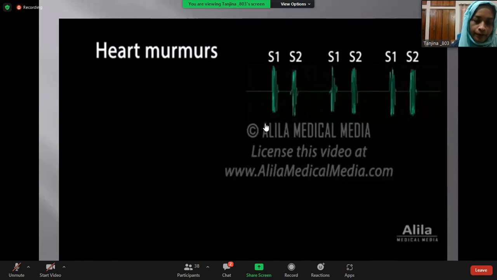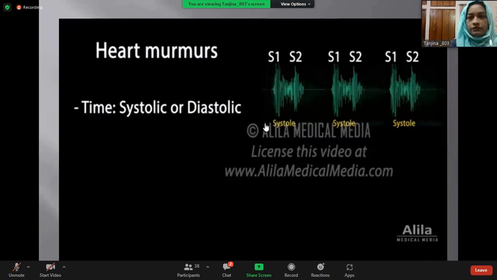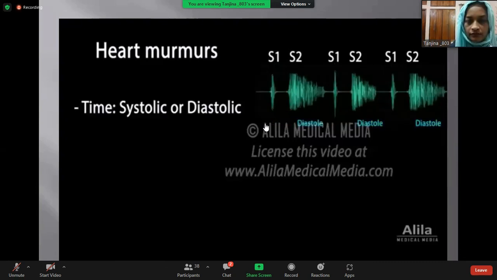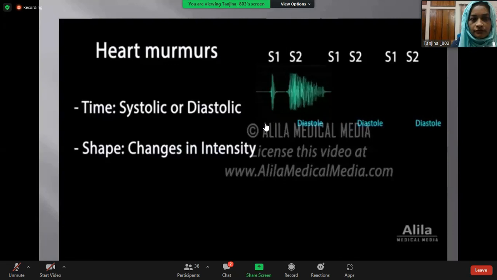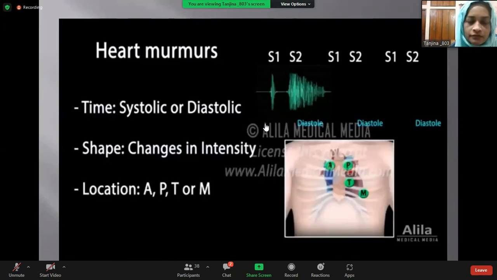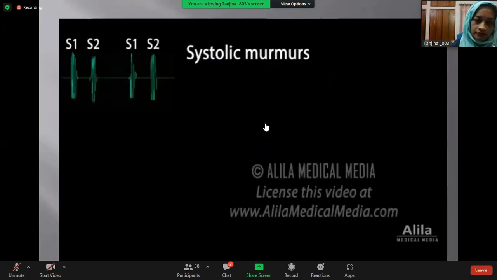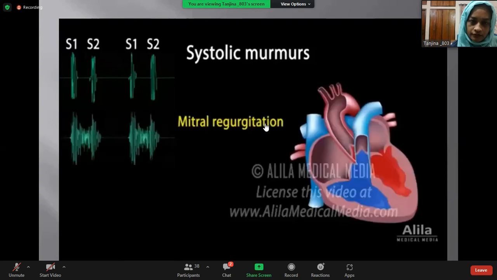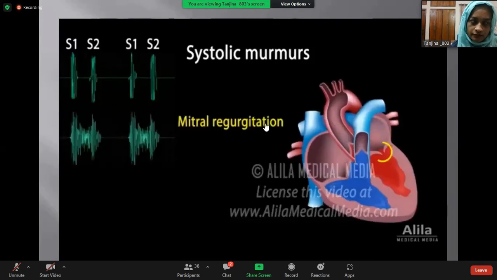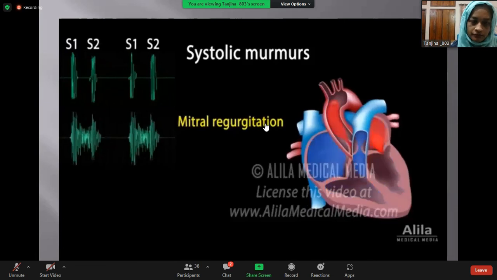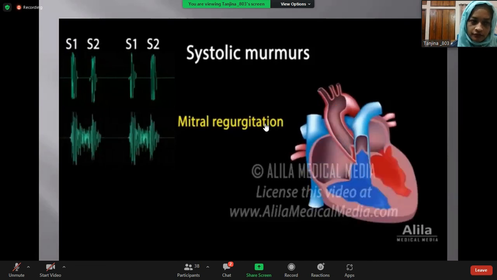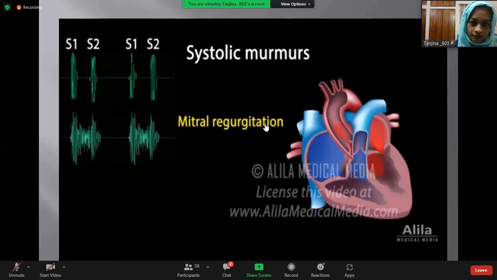Murmurs are classified based on the time they occur in the cardiac cycle, their changes in intensity over time, and the auscultation site where they are best heard. Examples of conditions associated with common systolic murmurs include mitral valve regurgitation, when the mitral valve does not close properly and blood surges back to the left atrium during systole. The murmur starts at S1, when the AV valves close, and maintains the same intensity for the entire duration of systole.